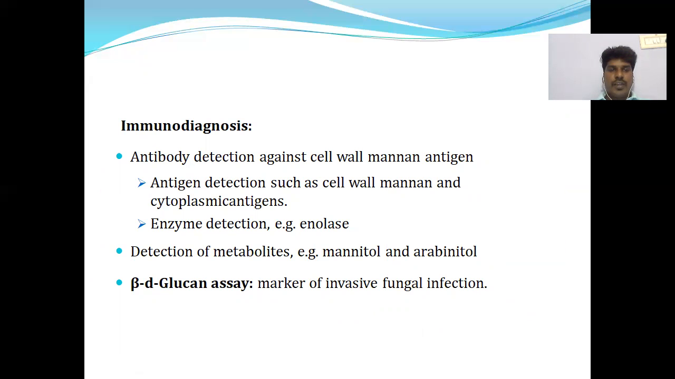And next one is the immunodiagnosis. Antibody detection against the cell wall mannan antigens can be done, and also antigen detection, such as cell wall mannan antigens and cytoplasmic antigens. Enzymes such as enolase can be detected by using immunodiagnostic tools. And also you can detect the various metabolites of Candida species like mannitol and arabinitol. And also the beta-D-glucan assay, which is one of the markers of invasive fungal infections, can be detected.